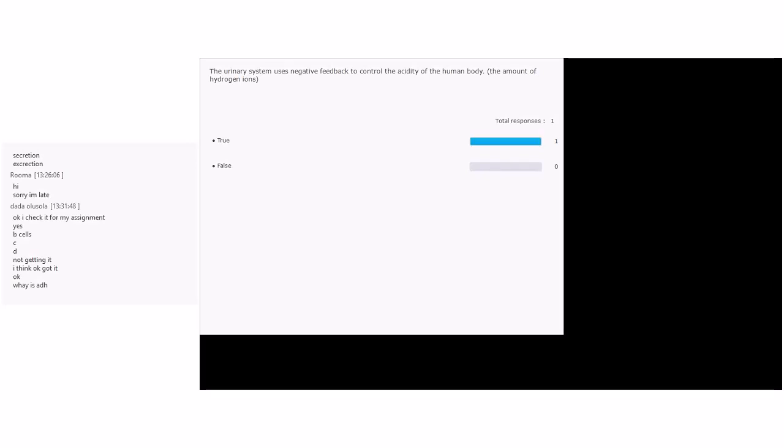So on the whiteboard, a diuretic is something like coffee or alcohol that makes you pee more. So antidiuretic hormone is actually antidiuretic, so that means it's going to make you pee less. It's actually allowing your body to keep more of its water. So it's a hormone that allows you to keep more of your water.